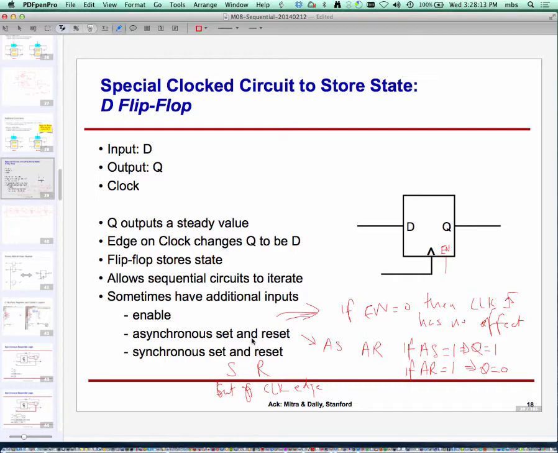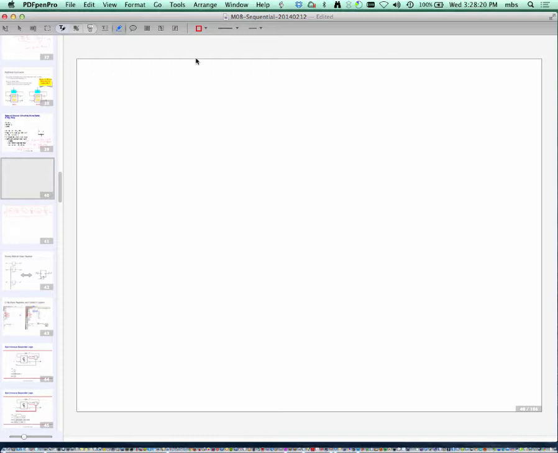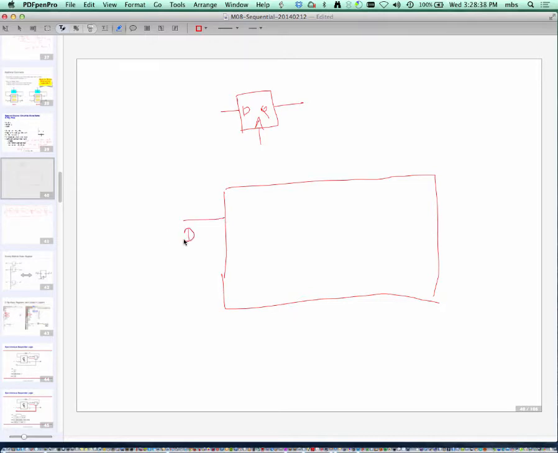Let's see if you can implement this thing. Let's say I give you a D flip-flop, and now I'm asking you to design a system which does the following. It has two inputs, D and S. It has a clock and it has an out.